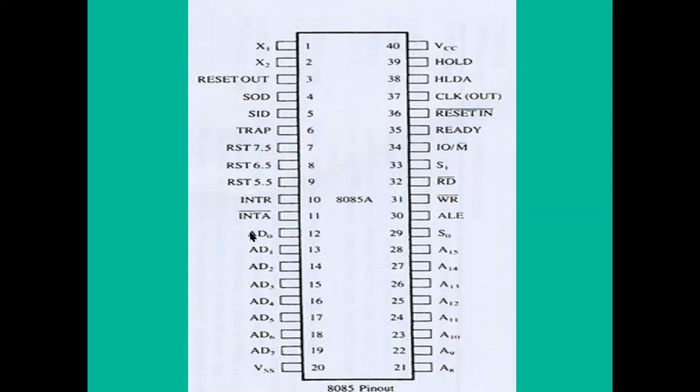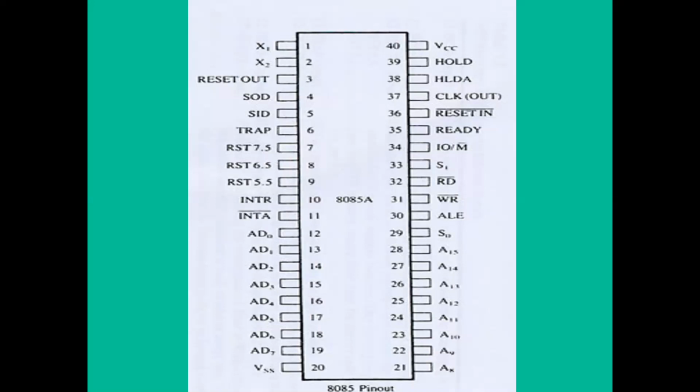It starts from this position: A0 or AD0, AD1, AD2, AD3, AD4, 5, 6, 7, then A8, A9, A10, A11, A12, A13, A14, A15. So total 16 address lines are there. Now among these 16 address lines, the lower 8 address lines, from A0 to A7, are multiplexed address lines with data.